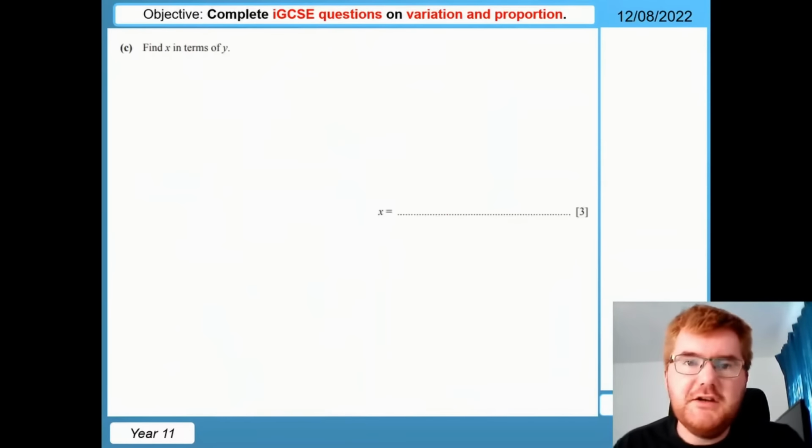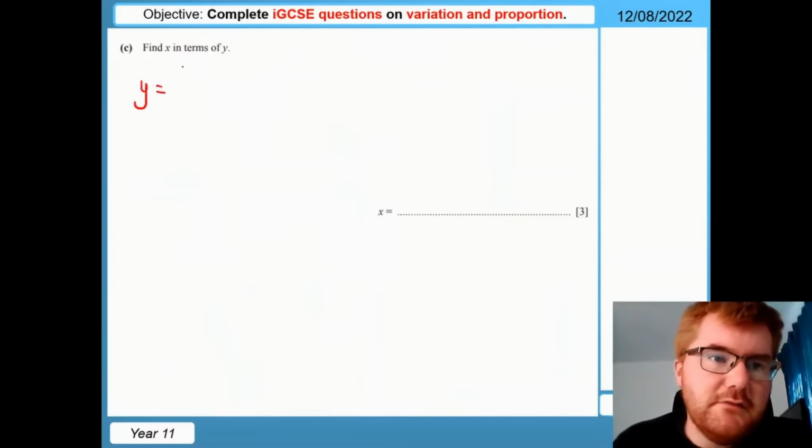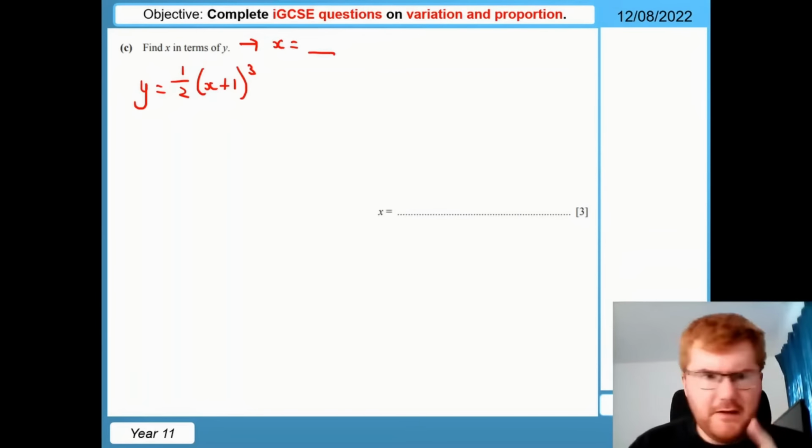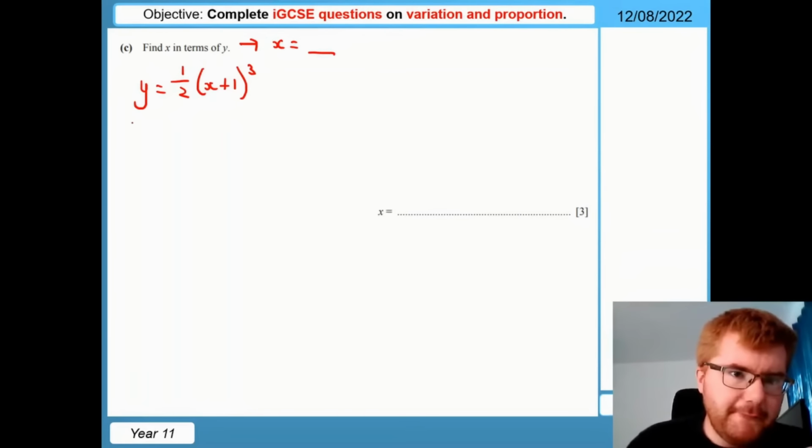So we take our equation: y is equal to a half (x plus 1) all cubed. And this basically means we want to write at the end x equals something. That's what the question is actually asking you to do. Now, the way I tend to approach this is, first of all, flip the equation so I have the x on the left-hand side where I want it. And then we just work through the process, very similar to what we did in part B.